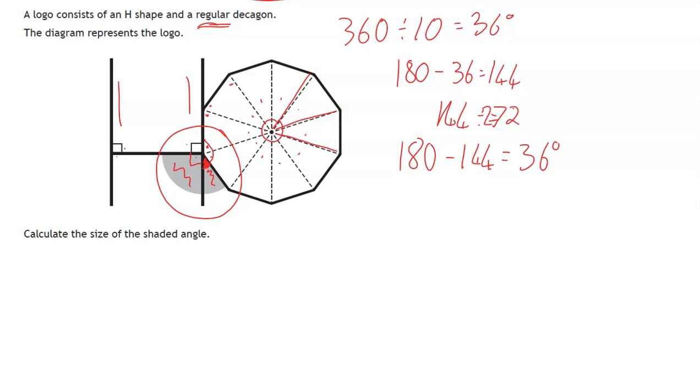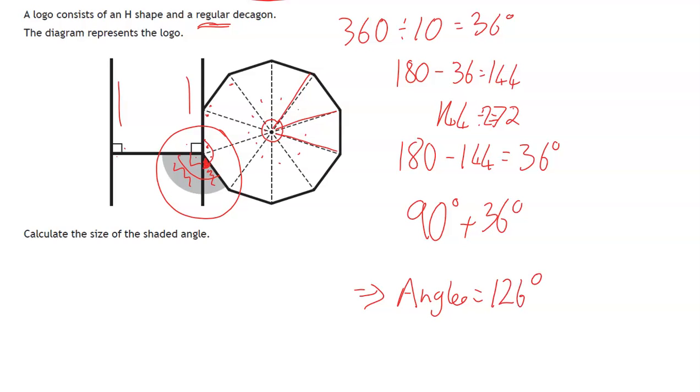So now I know the angle in this shaded part. The whole angle is going to be the original part, which is the 90 degrees, plus that extra wee shaded bit, which is 36 degrees. So what I can then say is therefore the whole angle is equal to 126 degrees. And that's just using the properties of those shapes.